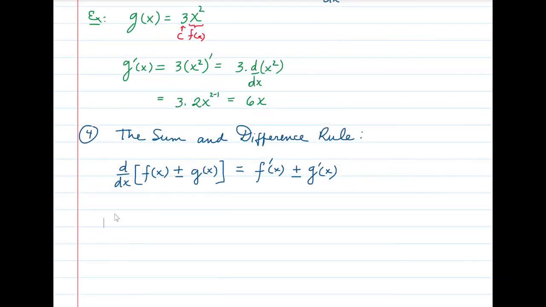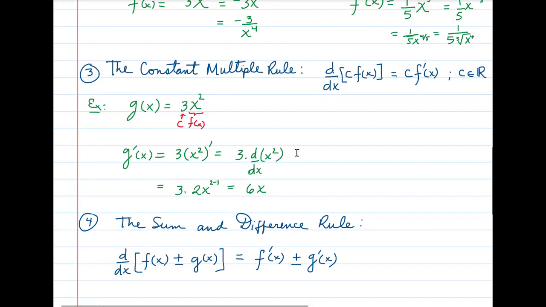Okay, so here we have another rule, and this one again is pretty straightforward, which says that when you take the derivative of a sum or a difference of 2 functions, then that's equal to the derivative of the first one plus or minus, depending on which operation you're doing, the derivative of the second one. So you can find the derivatives individually and then add them or subtract them depending on what operation you're doing.